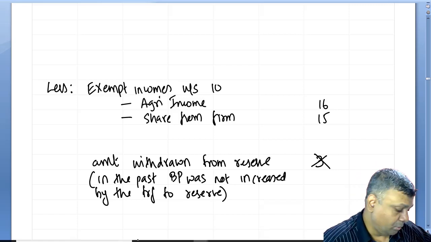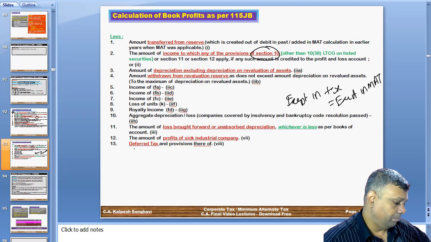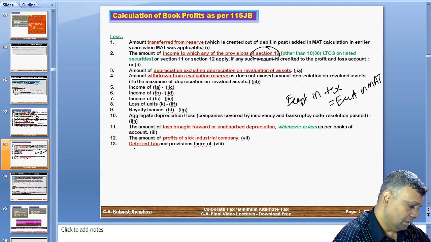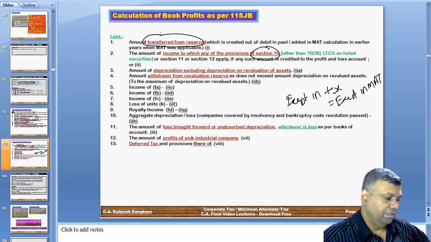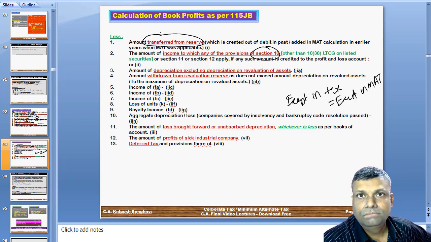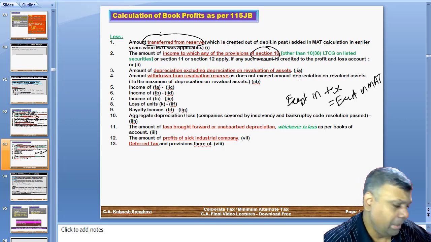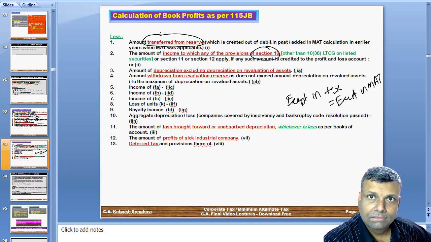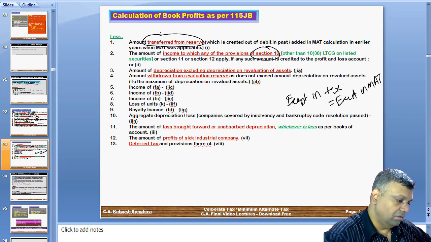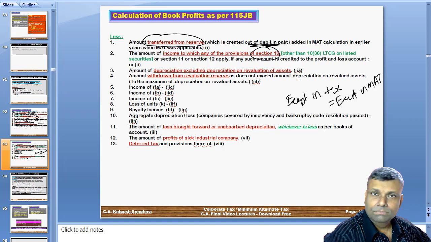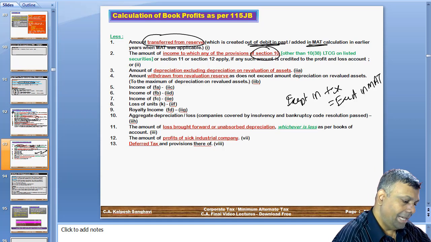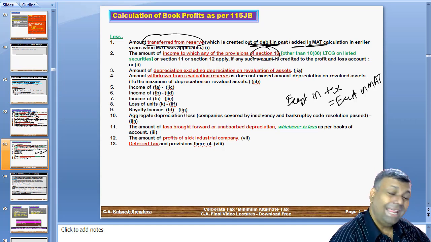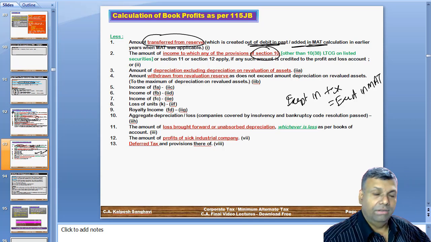And that provision is already supported also, friends. Come to this particular page. Amount transferred from reserve. This point. I already told you also, maybe in my previous class or one class before, I don't remember. But which is created out of the debits. So if that reserve was created out of the debits, that is one of the conditions. Or if the MAT provision is applicable, it should have been added in the MAT provision in the earlier years.